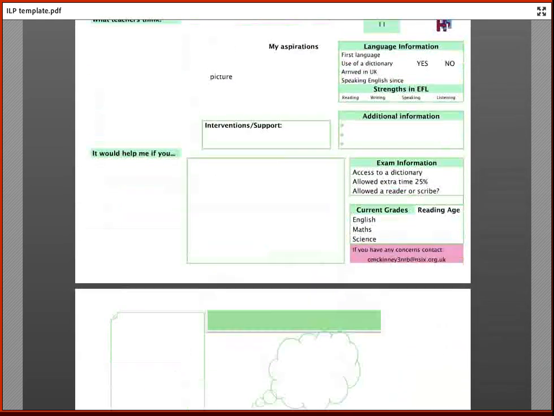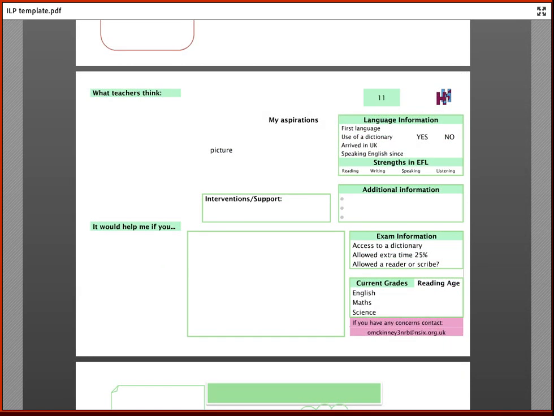And then if I stop here, for instance, it's very child-centred. She's got what my aspirations are, so the child's own aspirations. What does he or she want to do when they leave school, for instance? And then a space to put a picture of that there. Then, it would help me if you could. So again, it's specifically addressing the child. The child is saying, it would help me if you could, and then the child has got a space there to put what they feel would be the best way to help them. And then it's got a bit up here for the teacher to put their notes and how they think the child is progressing.